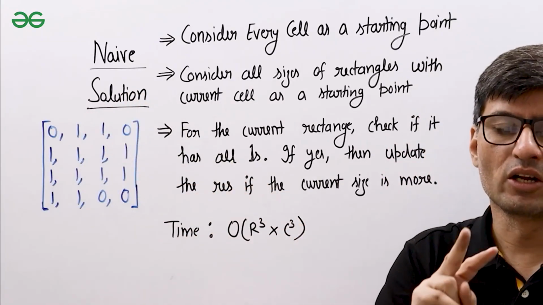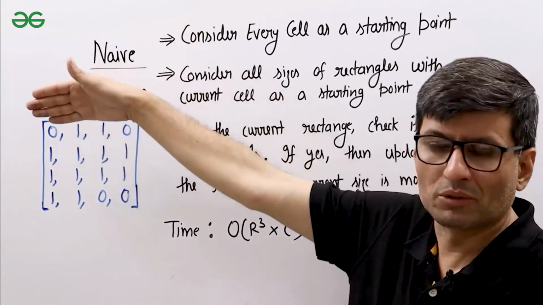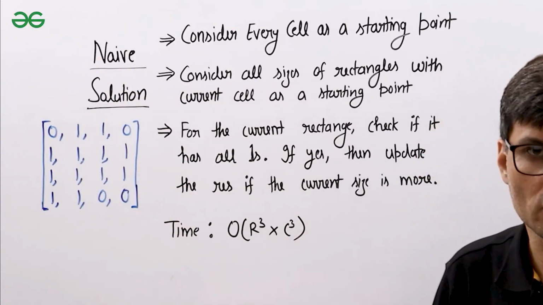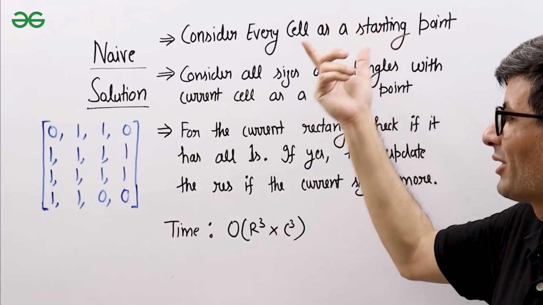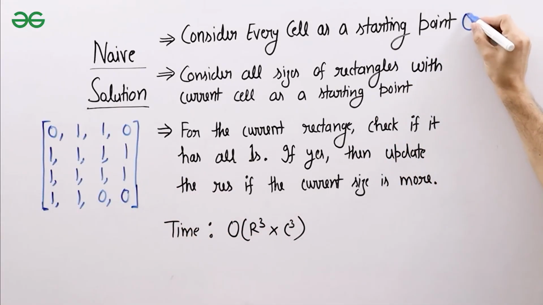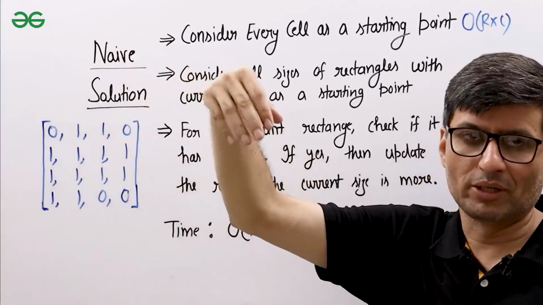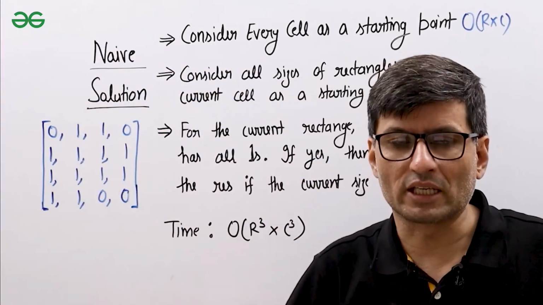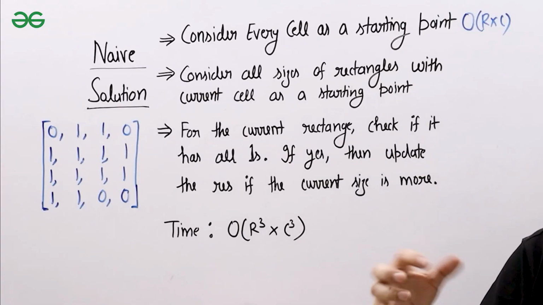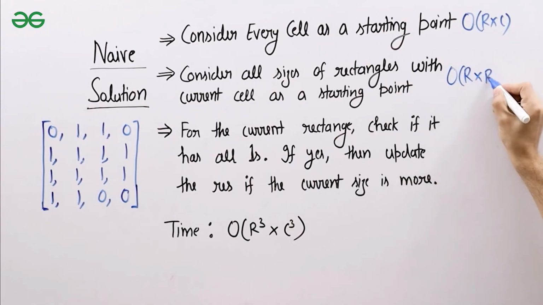So you basically generate all pairs of numbers where one value is according to the number of rows and the other value is according to the number of columns. To traverse through every cell and consider every cell as a starting point, you need a big O of RC loop. And then once you have picked a cell, you are going to again run a big O of RC loop inside this loop to generate all size pairs.